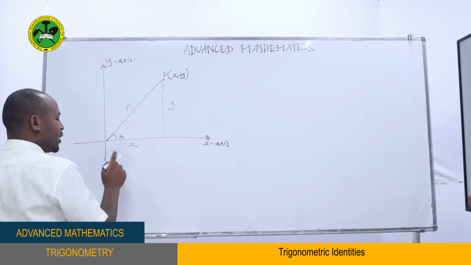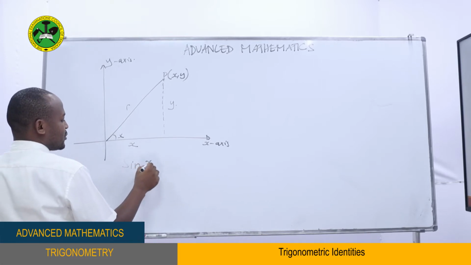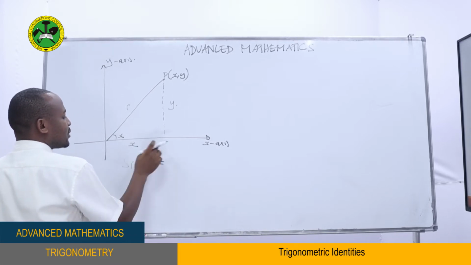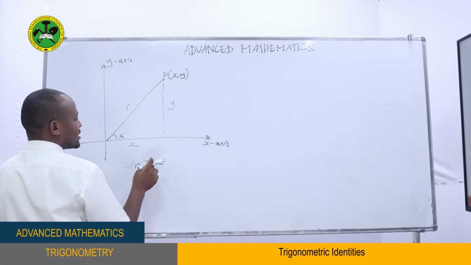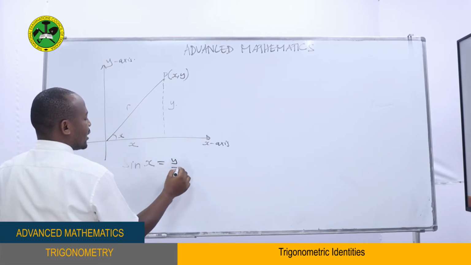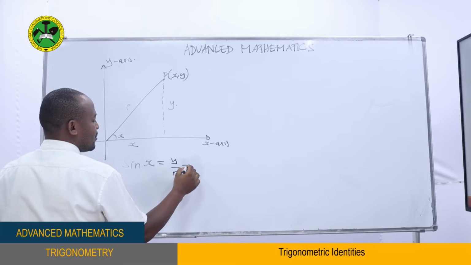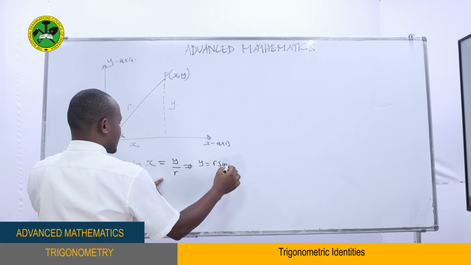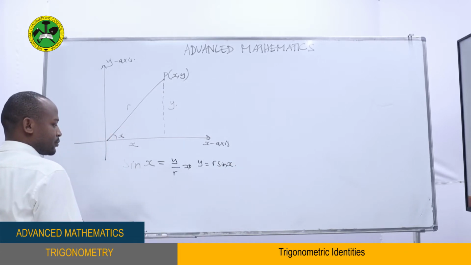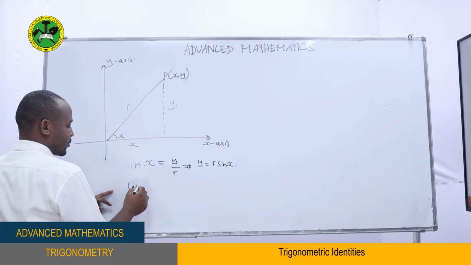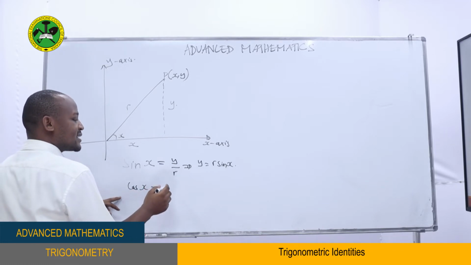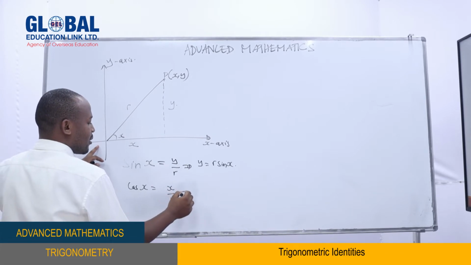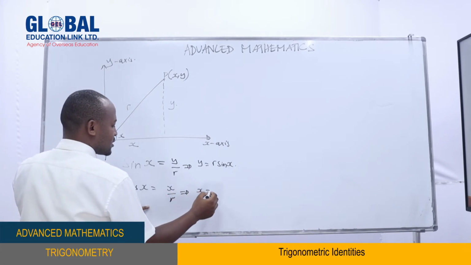Now let's see. Sine of x equals what? We know that sine is equal to opposite over hypotenuse, and our opposite there is y and our hypotenuse is r, implying that y equals r sine x. What about cos of x? Cos of x is equal to adjacent over hypotenuse, and our adjacent there is x over r, implying that x is equal to r cos x.